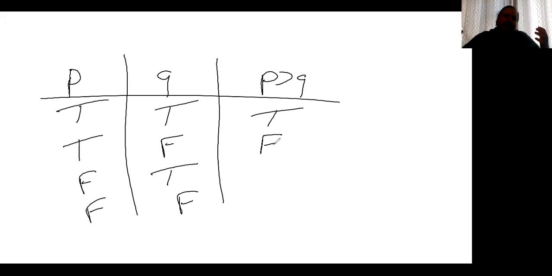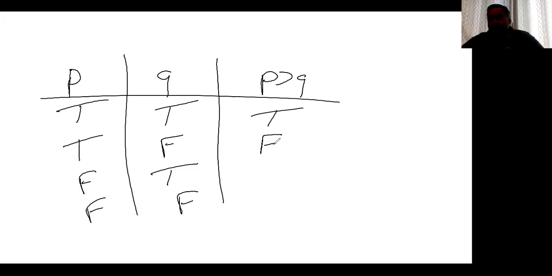Why? Because if P is true, Q has to be true. It can't not be true. So you know that that is a false statement. If it's ever possible that P is true and Q is false, then the idea of if P then Q doesn't hold up as an idea.